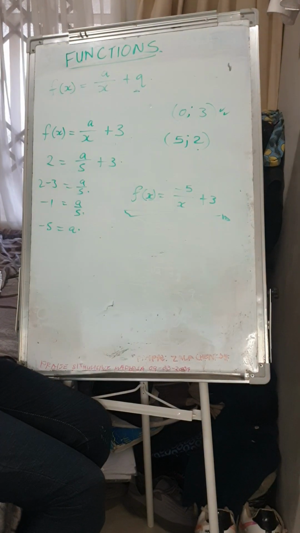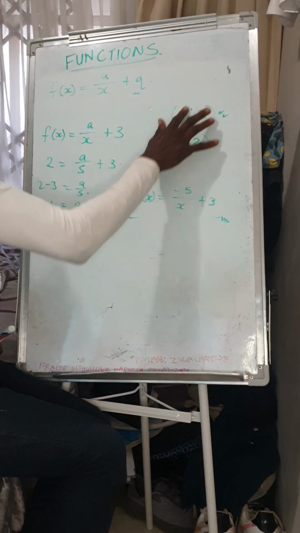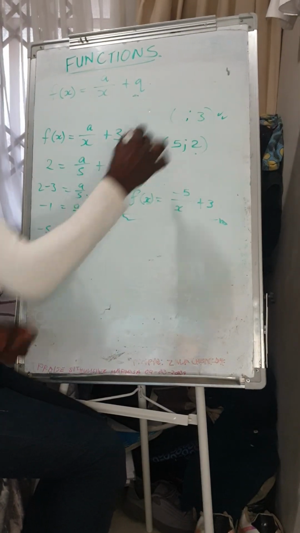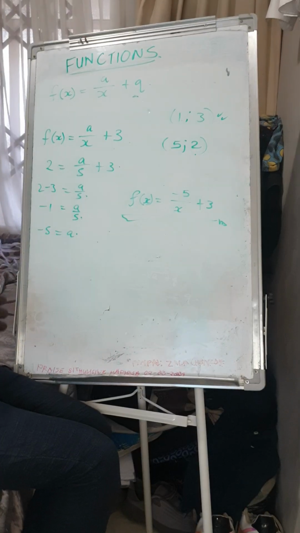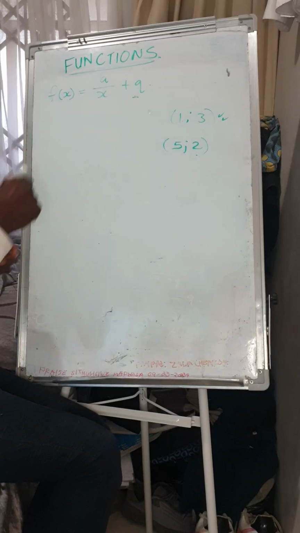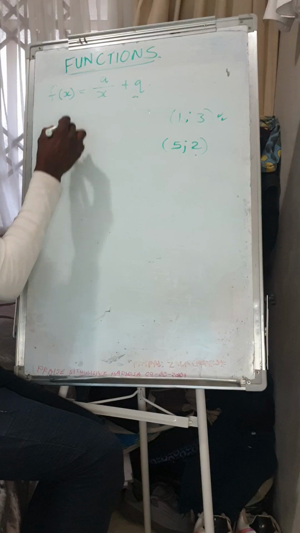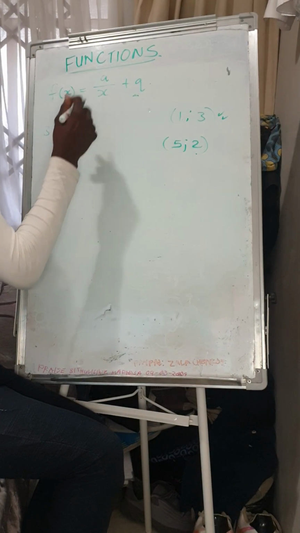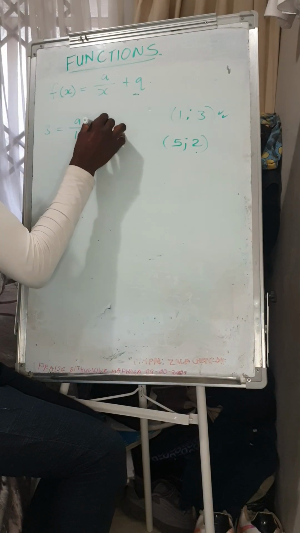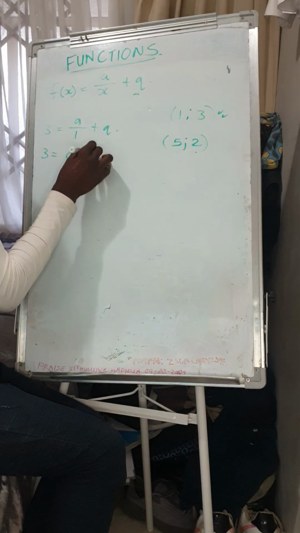What else? There is nothing new here. Even if you are given 2 points, let me give you this 2. Even 1 can work. Remember the simultaneous equations. Let's start with that. 3 equals, we don't know the value of a, a over 1 plus q. So 3 equals a plus q.